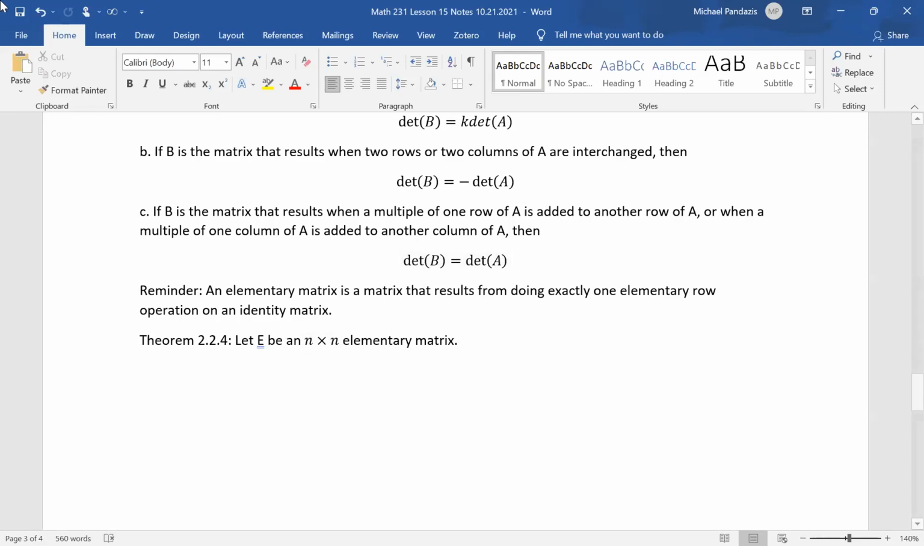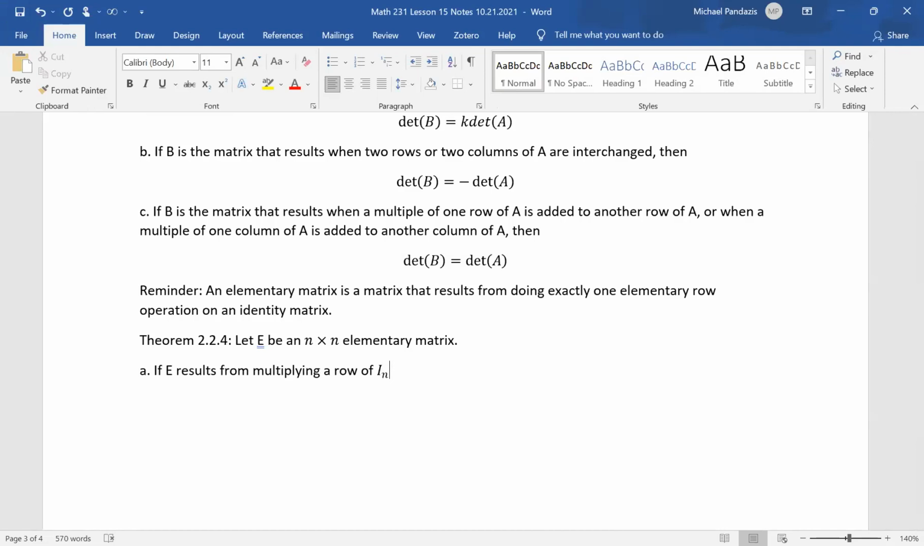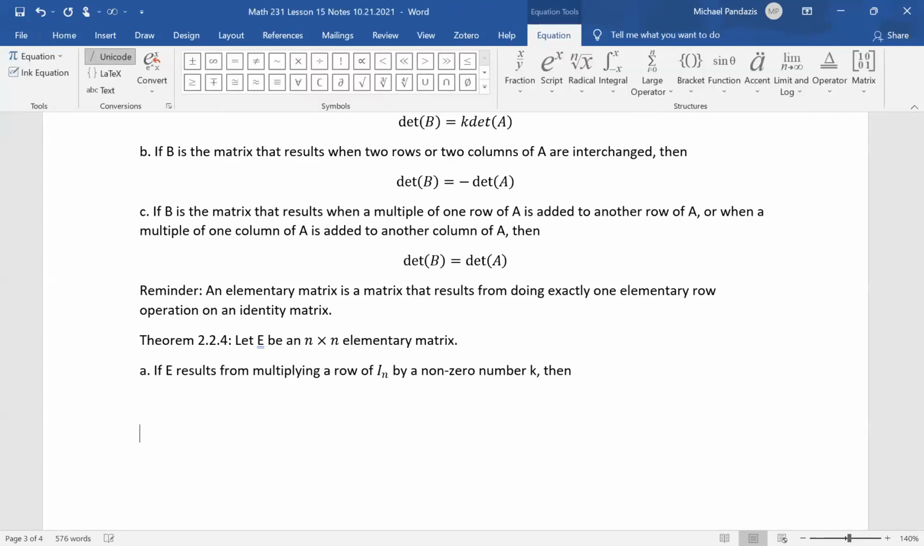But let E be any n by n elementary matrix. Part A: if E results from multiplying a row of an n by n identity matrix, which is I sub n, by a non-zero number k, then the determinant of E is equal to k.